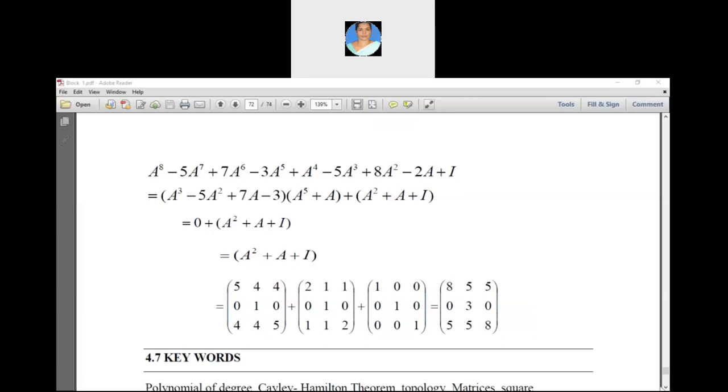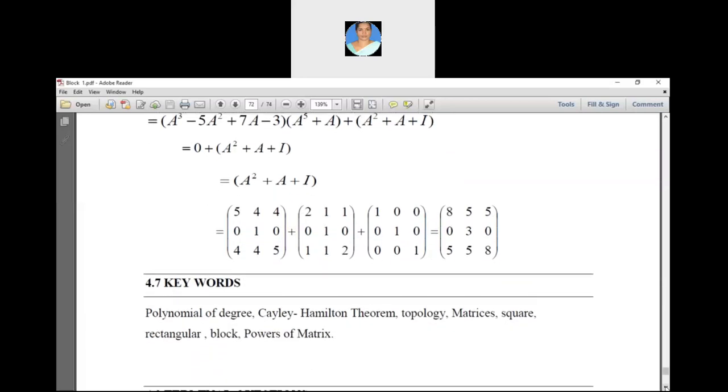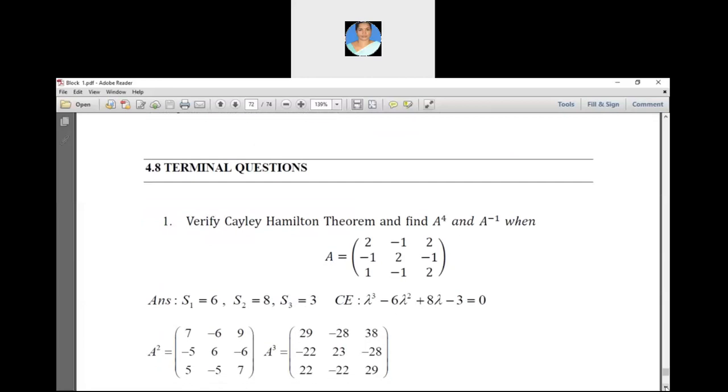Keywords: polynomial of degree, Cayley-Hamilton theorem, matrices, square, rectangular, blocks, power of matrix. So the next one is some terminal questions. These are all some terminal questions. Verify Cayley-Hamilton theorem and find A power 4 and A power minus 1, where A equal to 2, minus 1, 2, minus 1, 2, minus 1, 1, minus 1, 2.